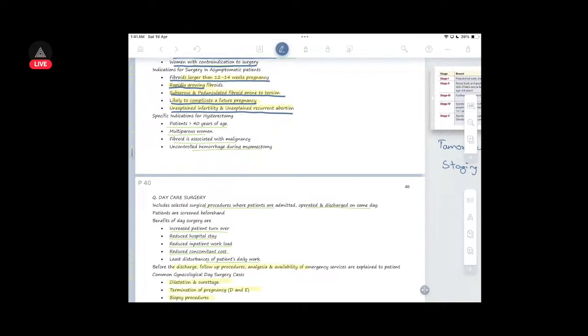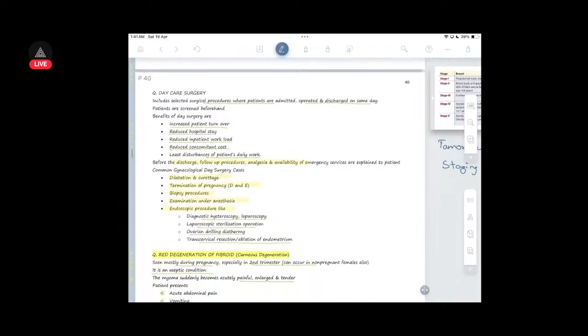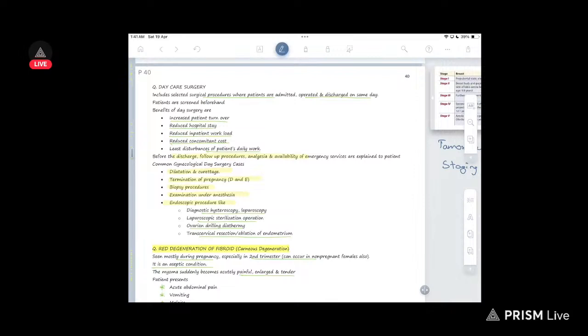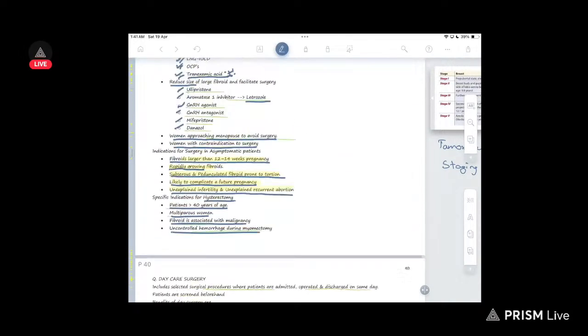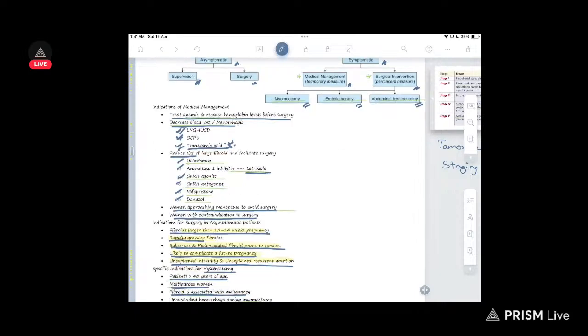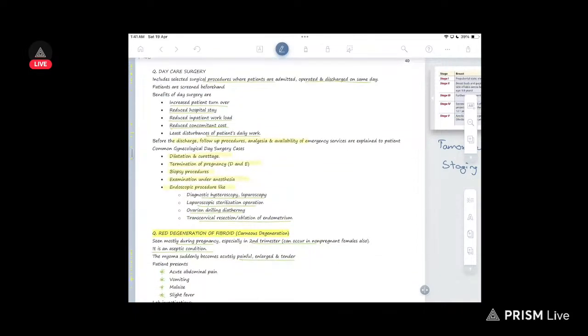Specific indications for hysterectomy: patients more than 40 years, multiparous, fibroid associated with malignancy, and uncontrolled hemorrhage during myomectomy. All of them require hysterectomy. Embolization also can be done. Embolotherapy and abdominal hysterectomy are the treatment.